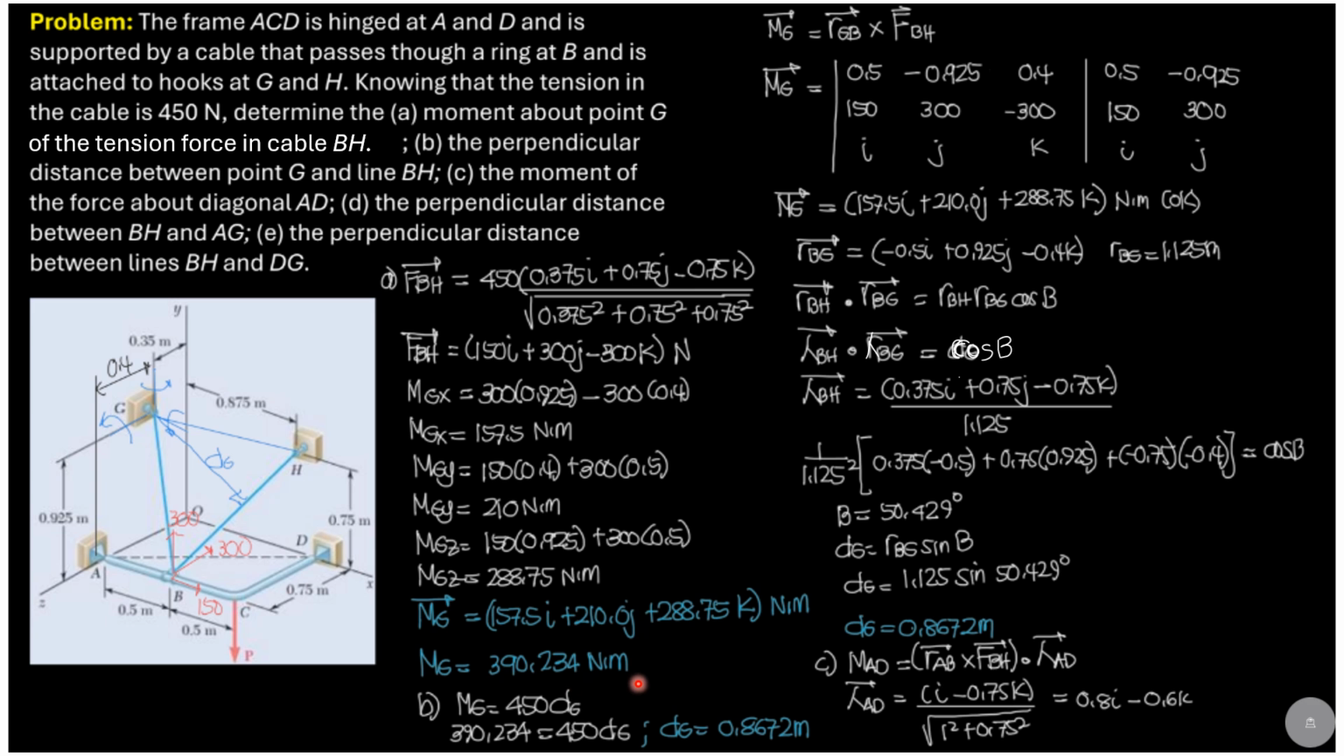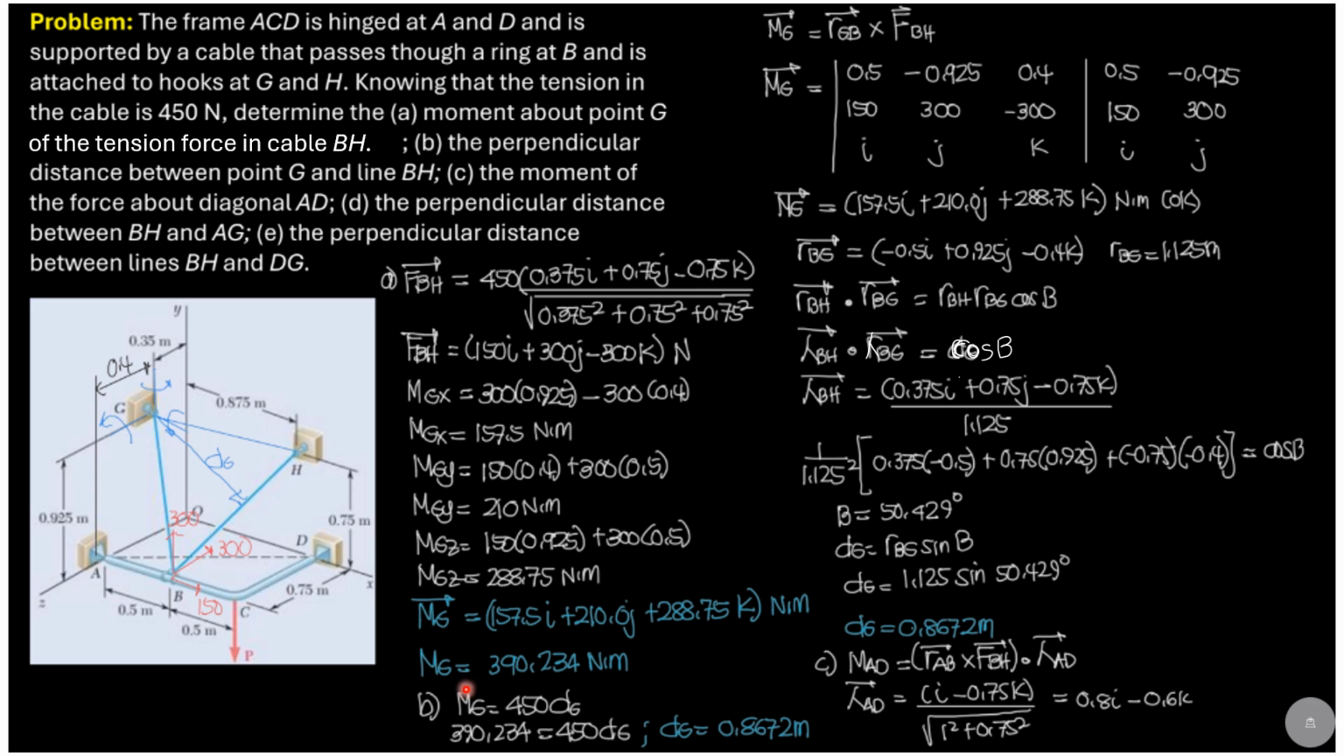390.234 newton meters. Then the perpendicular distance cannot be found directly, but the moment at G is known. It is just force times perpendicular distance. So M_G equals force 450 times perpendicular distance d_G. The moment is 390.234 equals 450 times d_G. d_G is 0.8672 meters.